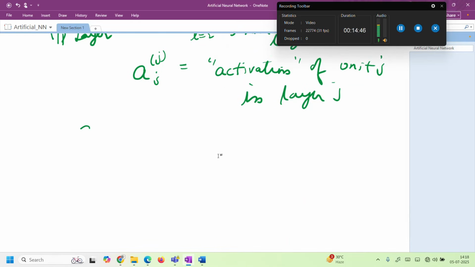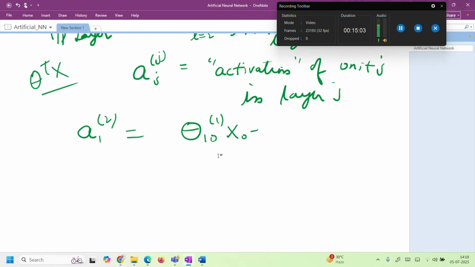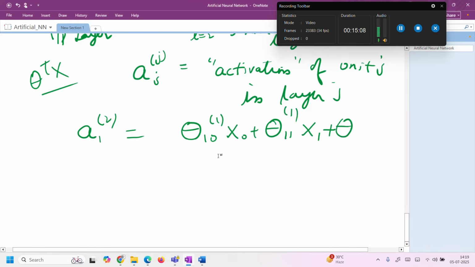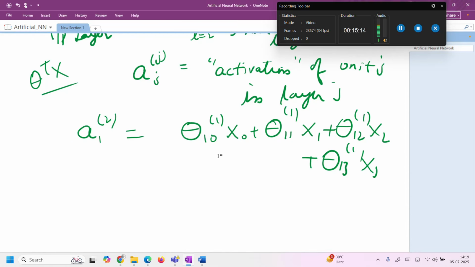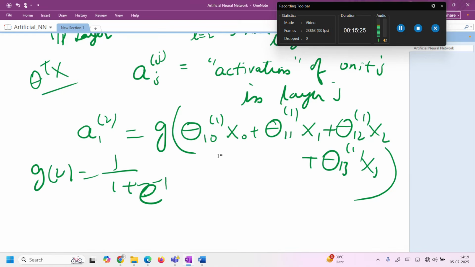And in fact we can write, suppose a1 of 2 is equal to, so what is the input? In logistic regression we write theta transpose x, but we know what theta is here. It is theta 1 0 of 1 with x0 plus theta 1 1 of 1 with x1 plus theta 1 2 of 1 with x2 plus theta 1 3 of 1 with x3. And we have to compute the sigmoid function over this. I represent the sigmoid function with g, so g of z is equal to 1 divided by 1 plus e to the power minus z.